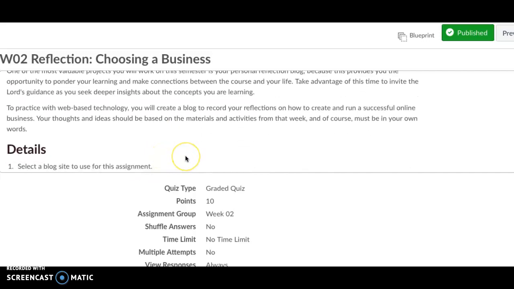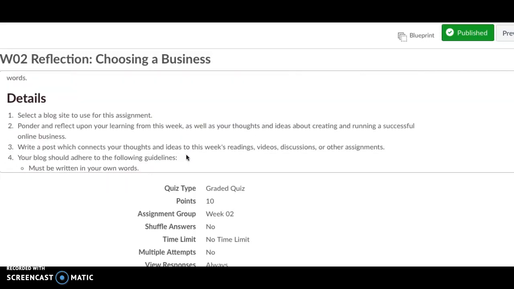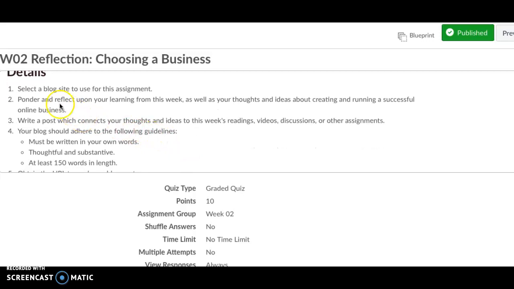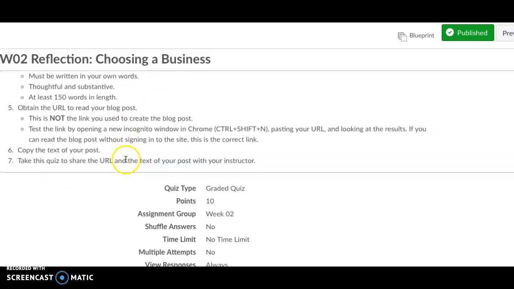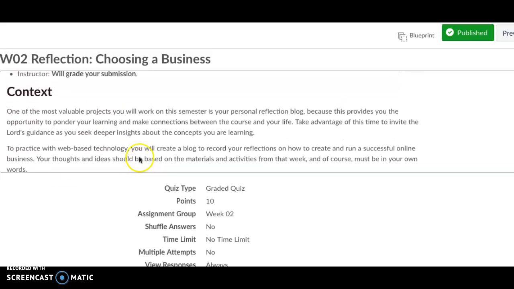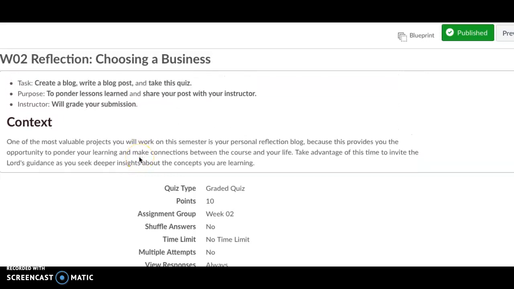Just reflect on what you learned, what was significant to you. There are some detailed instructions here. Note it needs to be at least 150 words in length. And then what you'll do is post the URL, not of your main blog, but of the actual post, as well as the content of your blog post. Post those two things together for this weekly reflection.